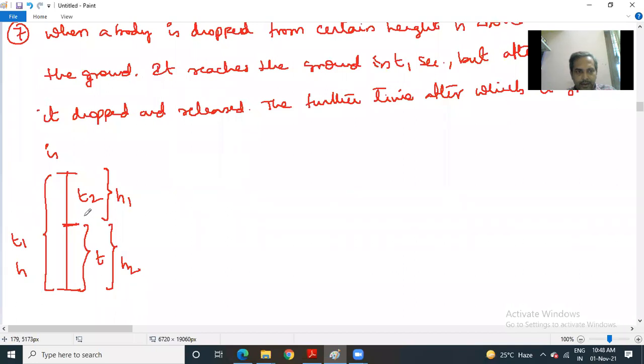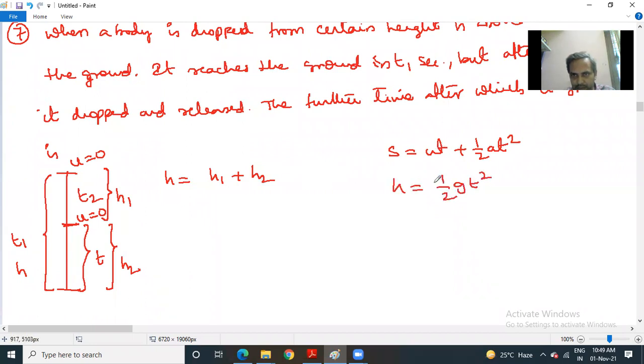Since you are dropping here, once again u will be 0. Anyhow, here u will be 0. Now the total height is going to be h1 plus h2. So the total height it covers without stopping in T1 seconds, making use of s equal to ut plus half at square in all the cases. So s will be H, u is 0, you will get half gt square, the negative sign on the left side and right side cancel. So this will be half g T1 square, because it reaches the ground in T1 seconds.